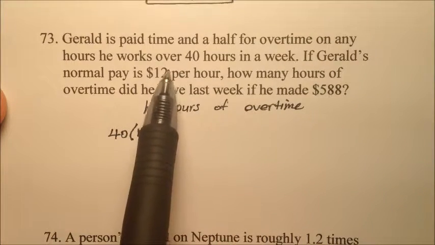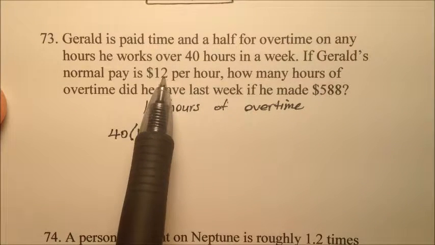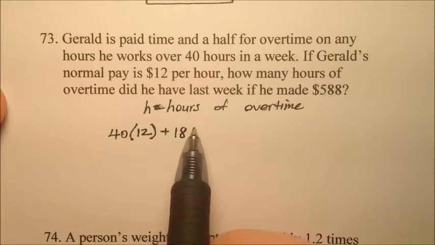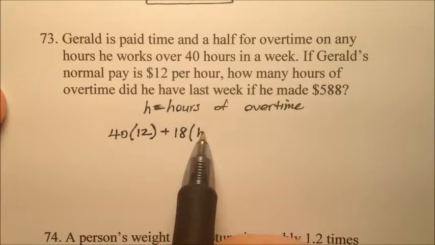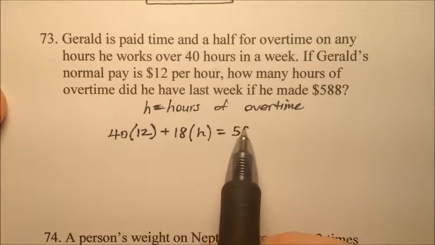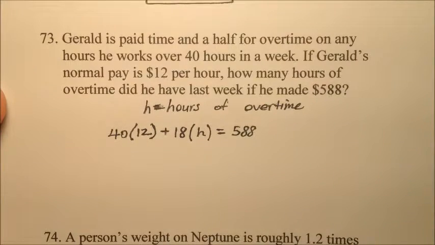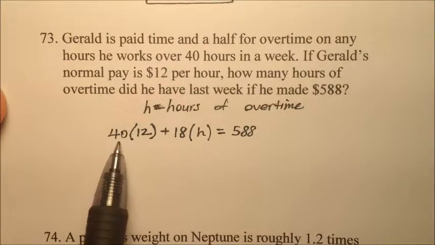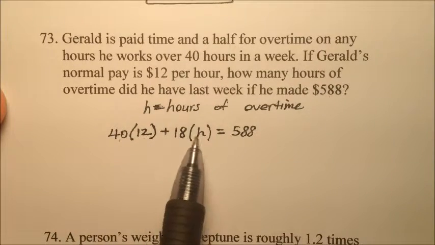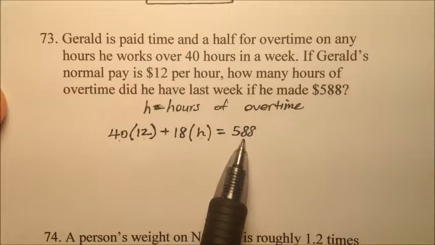Time and a half means you take this $12, you take half of it and add half of it back to it. So half of 12 is 6, so 6 added to this 12 is 18. So he makes $18 per hour for how many hours? Well, we're not sure. That's our H, hours of overtime, and it's going to equal $588. So our equation is 40 hours at $12 an hour plus $18 an hour for H, I don't know how many hours, and then his total is $588.